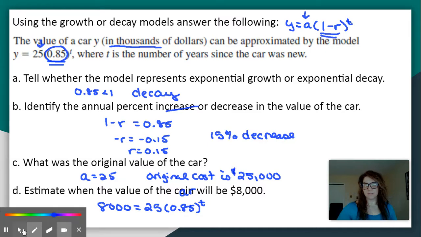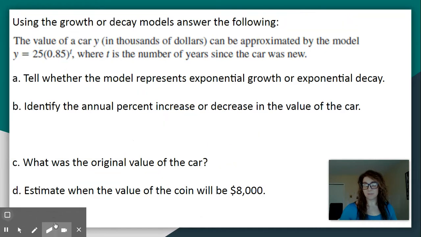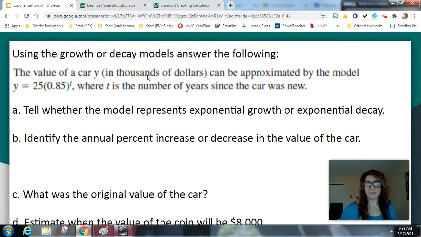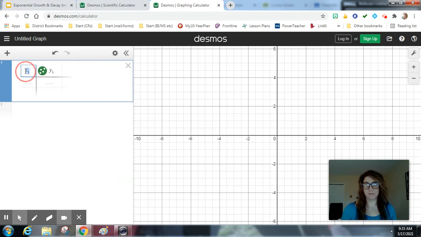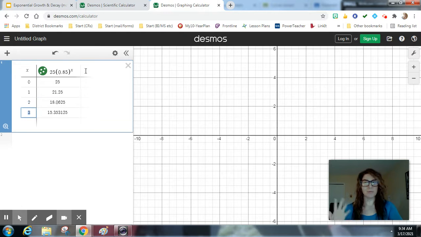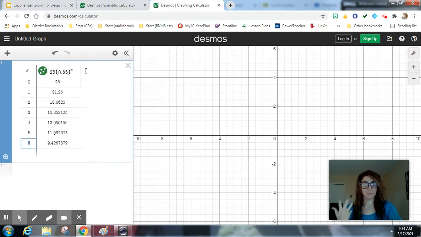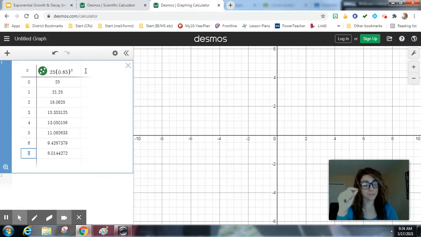Okay, so I'm going to actually have to clear all this out. If we go in, we're going to make a table, just like we did in the previous problem, make this just x. Going to change y equals into the equation we had, which was 25 times 0.85 to the x. Now we're not going to do negative time. We start at time 0 when we bought the car. I'm going to do 1, 2, and keep going. And remember, I'm looking for when it's $8,000. But remember, it's 8, not 8,000, because the y was in thousands of dollars.